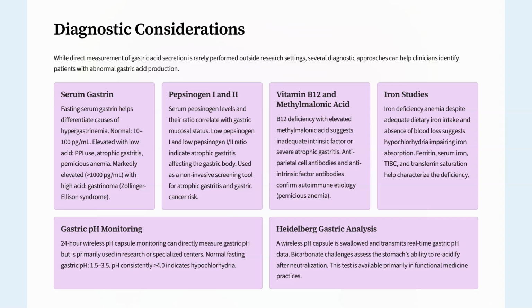Diagnostic considerations for abnormal gastric acid production include several approaches. Gastric pH monitoring can directly measure stomach acidity. Serum gastrin levels help identify hypergastrinemia or hypogastrinemia. The secretin stimulation test can diagnose gastrin-secreting tumors. Pepsinogen levels in blood correlate with gastric mucosal health. Helicobacter pylori testing is important since this infection affects acid secretion. Endoscopy with biopsy allows direct visualization and tissue analysis. These tools help clinicians identify and manage gastric disorders.